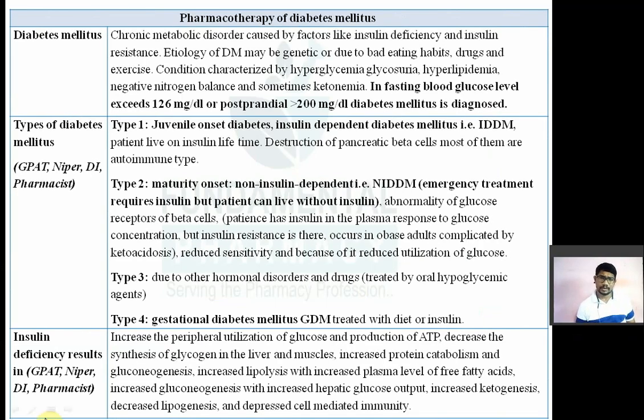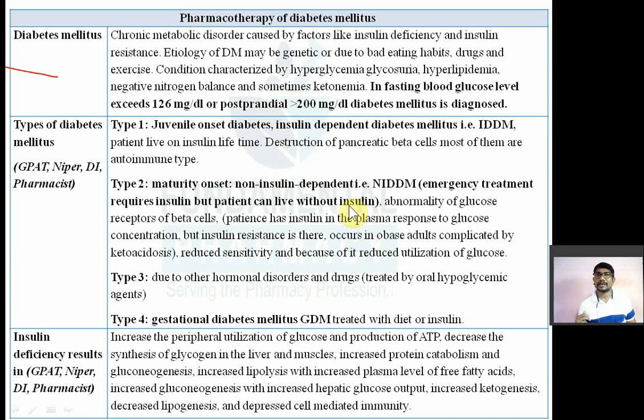Now what happens? It results in a negative nitrogen balance of the body. So in diabetes mellitus, increased sugar level in the body is hyperglycemia. Because of that, there is excretion of this sugar in the urine, that is glycosuria, and increased lipids in the body, that is hyperlipidemia. That results in a negative nitrogen balance, because your glucose is not used for production of energy in the body, so it is being wasted. So proteins are utilized to produce energy.